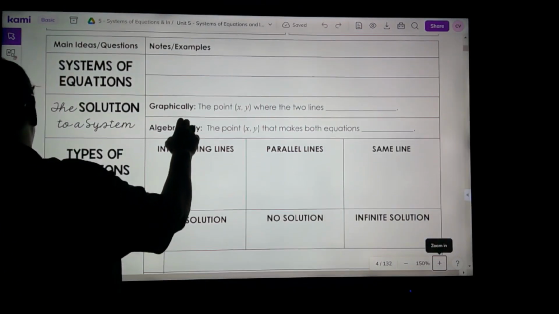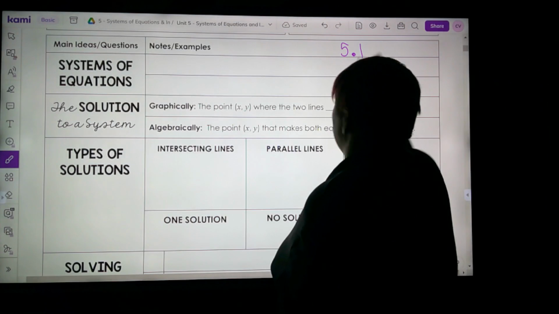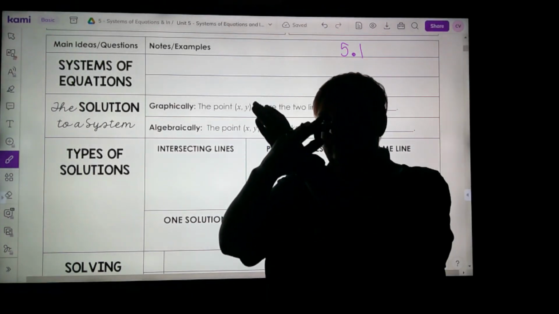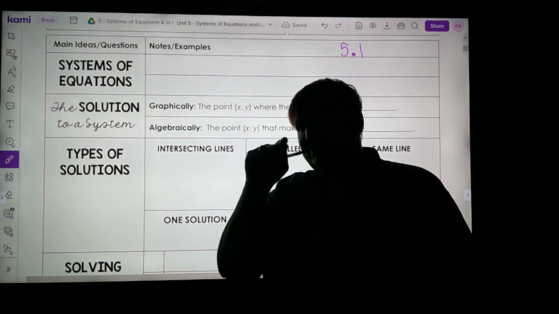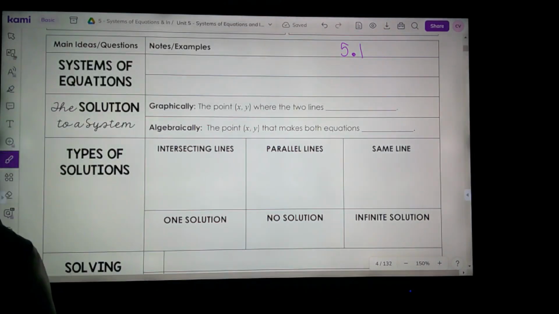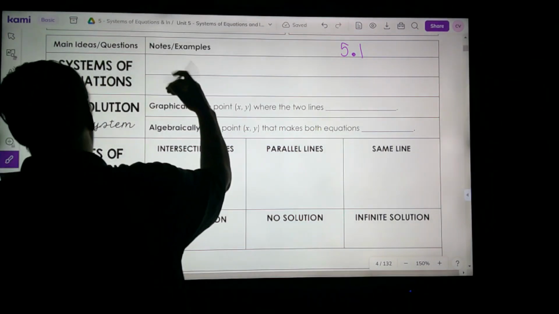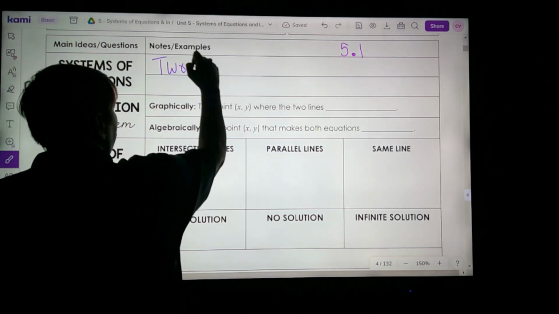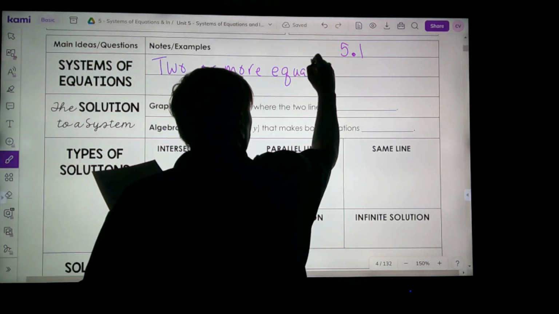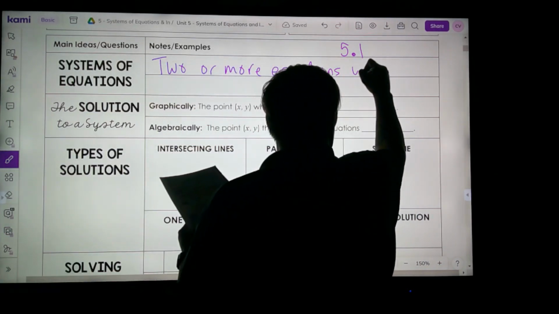Yeah! Unit 5 is all about systems of equations. Systems of equations is the idea that you can graph a line and then another line and you figure out where the two lines intersect, right? So systems of equations is all about finding the location of intersection. Systems of equations: two or more equations with the same variables.